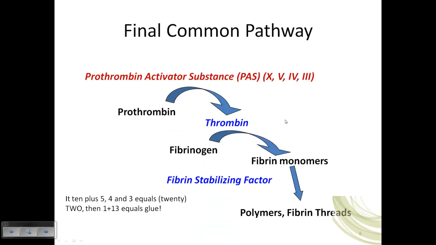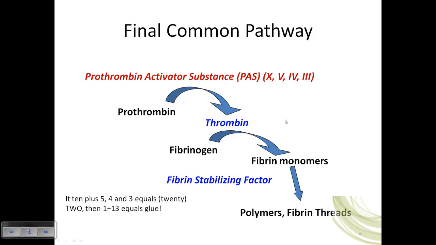So let's do it again. What is the final common pathway? It begins with the synthesis of prothrombin activator substance, factor 10, 5, 4, and 3, which can then activate prothrombin into thrombin, which then activates fibrinogen into fibrin, and then those fibrin monomers are going to be cross-linked together by active factor 13, the fibrin stabilizing factor.